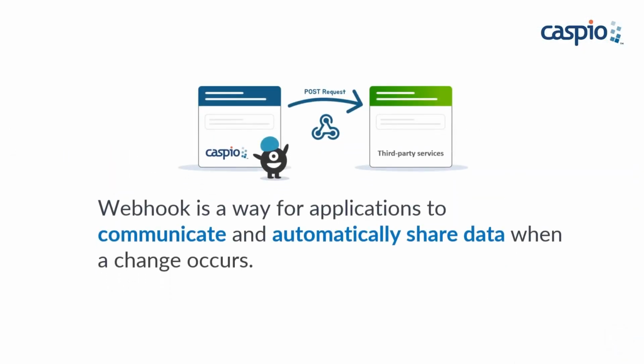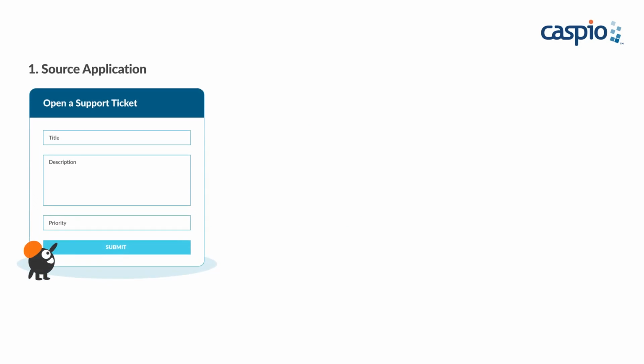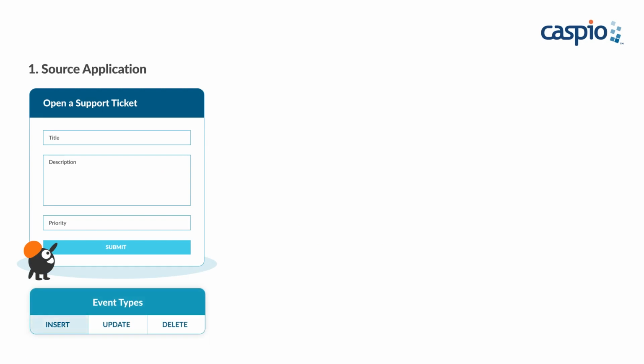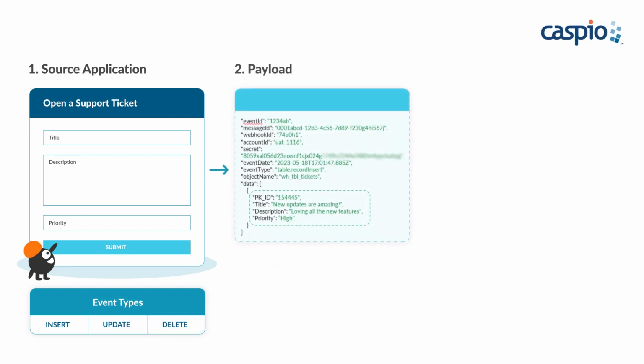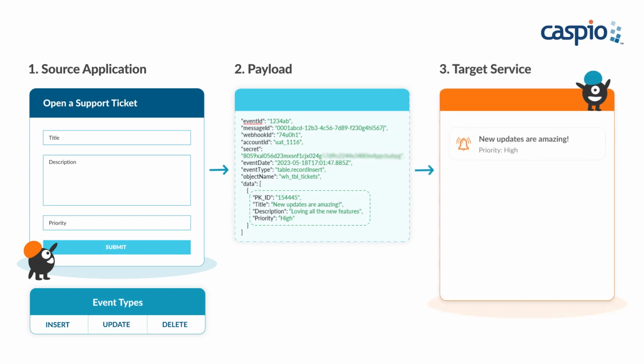A webhook is a way for applications to communicate and automatically share data when a change occurs. Here's how it works. In this example, Caspio is the source application with a support ticketing form to submit data. An event such as inserting data, updating data, and even deleting data from your Caspio applications will trigger a notification or a webhook to send a payload, which is sent automatically to a third-party target service.